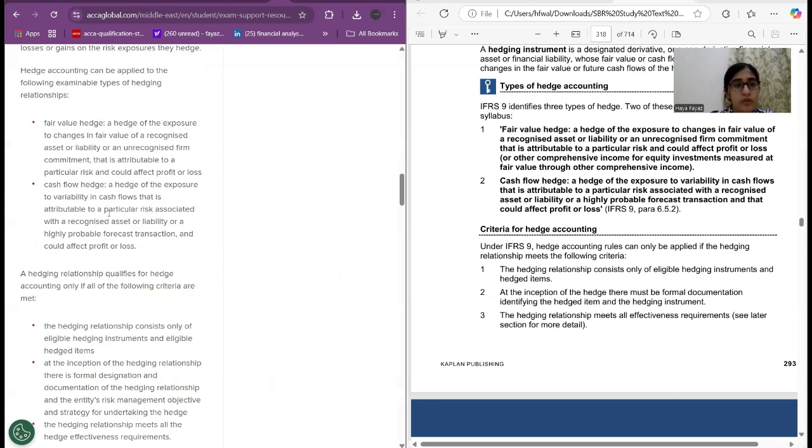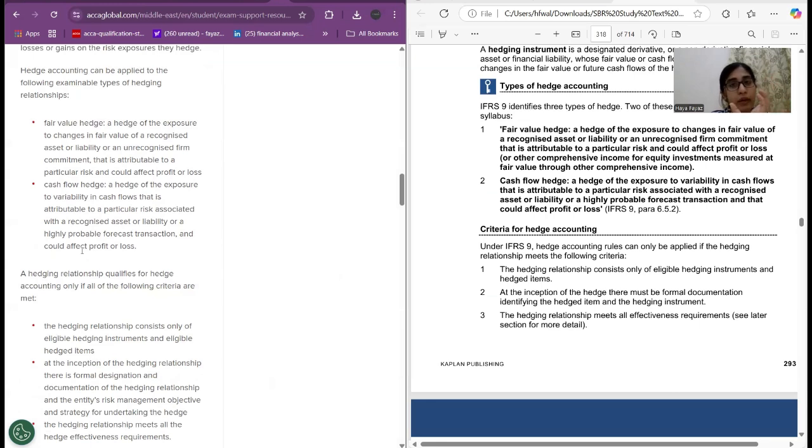Cash flow hedges are exposure to variability in cash flows that is attributable to a particular risk associated with a recognized asset or liability or a highly probable forecast transaction and could affect P&L. It's a forecast transaction. That means it's going to appear in the future, not now. So it won't touch the P&L until that transaction takes place.